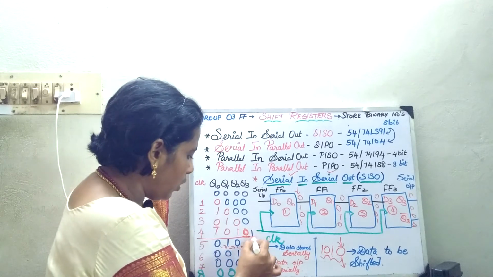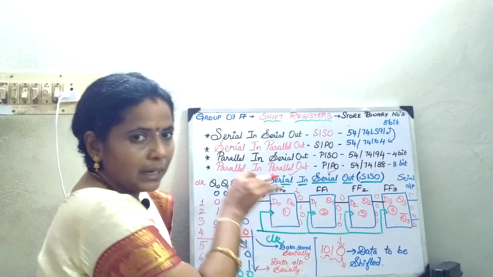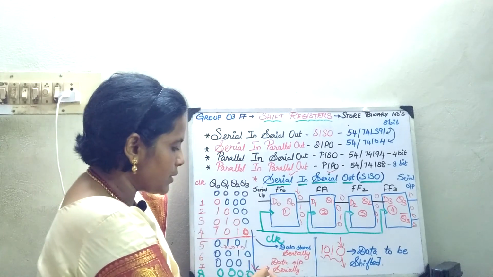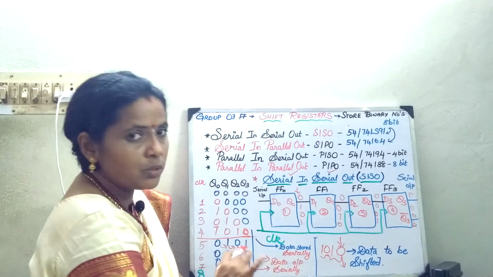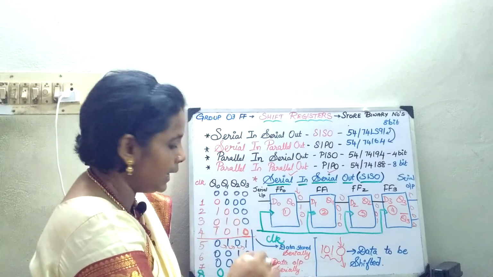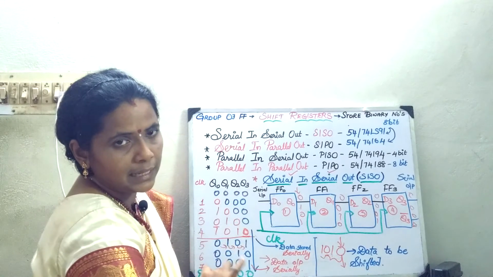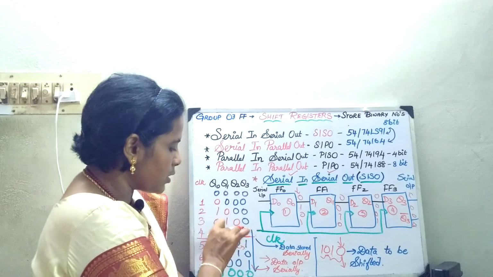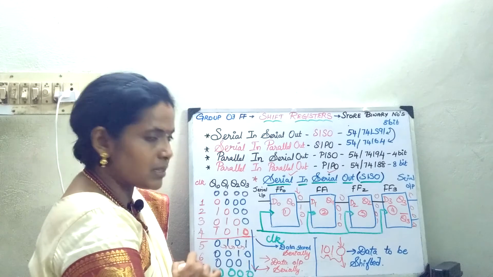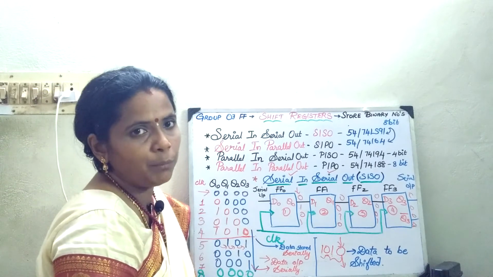Now if you see all these 4 conditions, the data has been shifted out serially. After the 7th clock pulse, the data has been shifted out serially. So 4 clock pulses are needed for entering the data serially, and 3 more clock pulses are required to output the data serially. If I give the next clock pulse, because the data has been sent out, it will reset. It will come to the 0 position as your initial position.